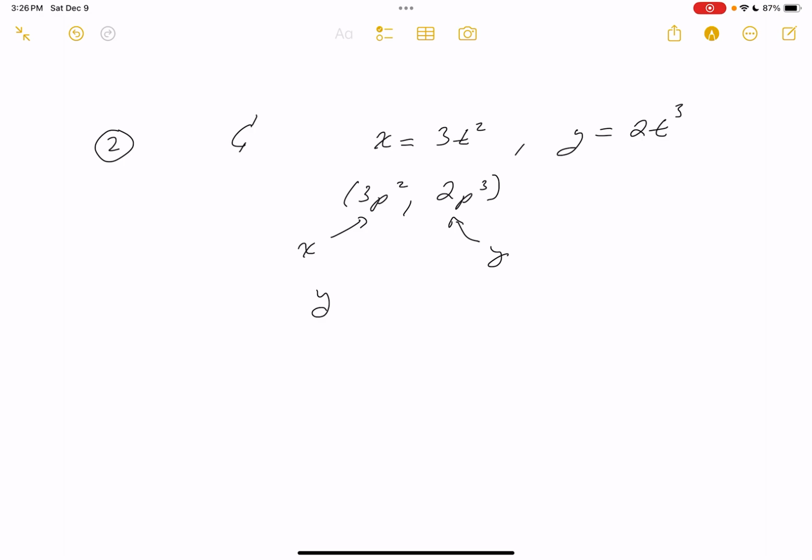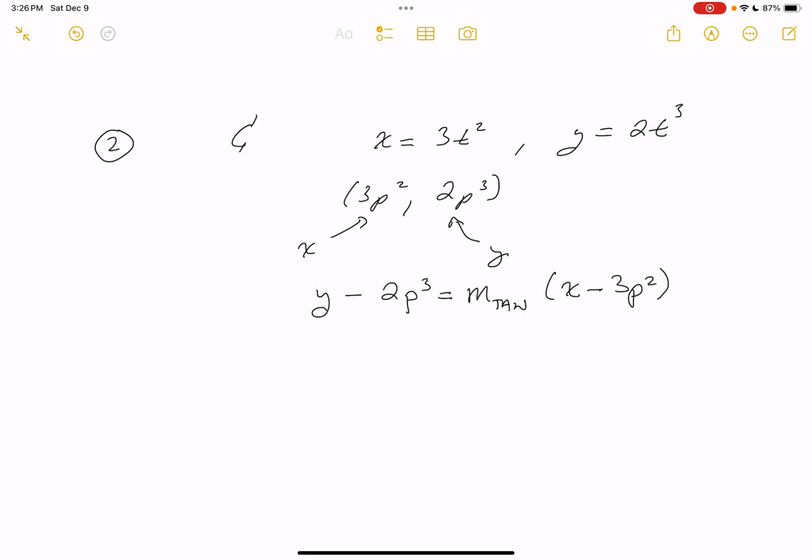So I can write the equation of the line down. It's going to be y minus 2p cubed equals, this is going to be the slope of the tangent, I don't know that yet, and then x minus 3p squared. Now, they want me to show something, but before I do that, I have to figure out what the slope of the tangent line is.